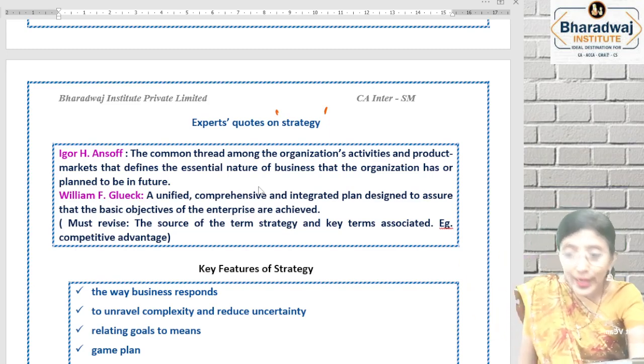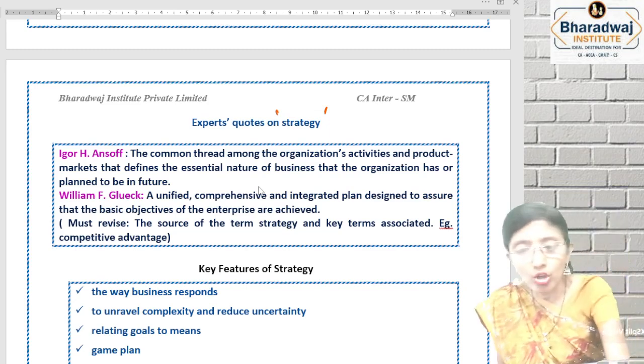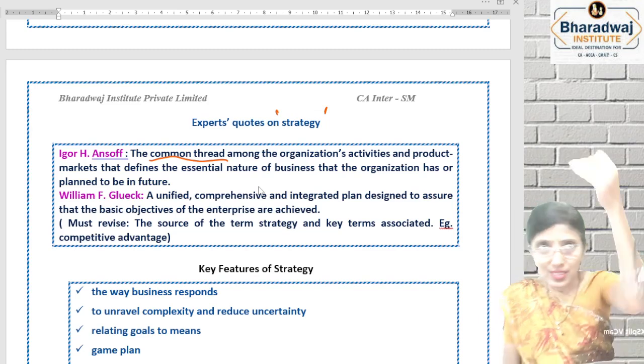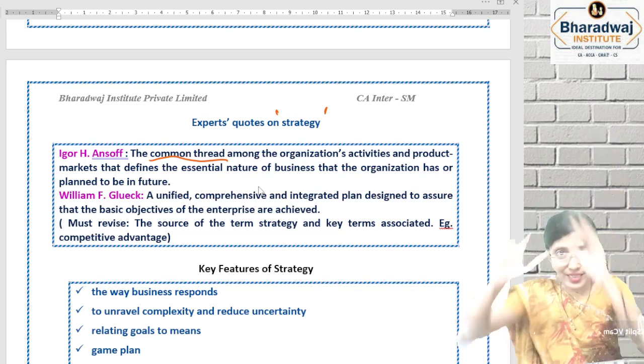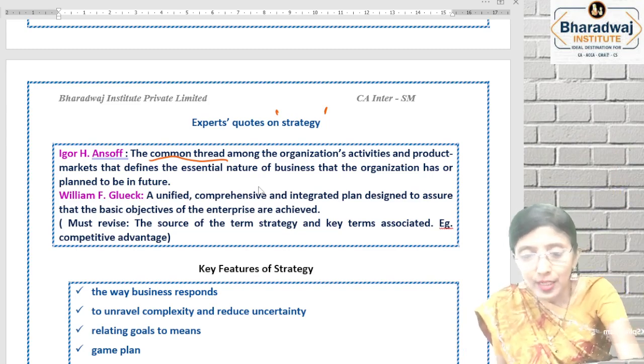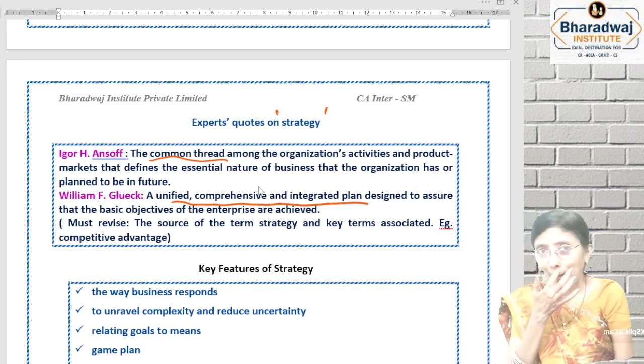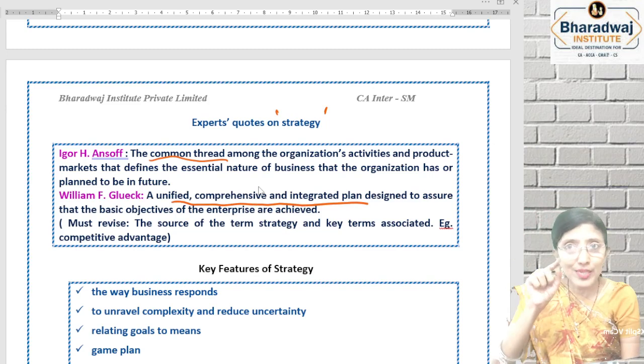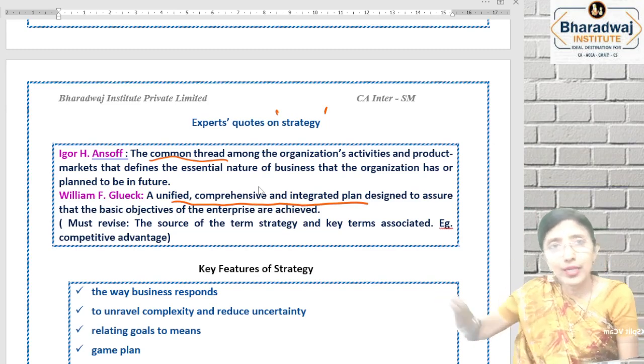Okay, so Ansoff says it's a common thread. That is, strategy is what is binding the entire team of the organization together. And Gluck is similar, but he says unified, comprehensive and integrated plan. So you should know the specific terms used by different experts.